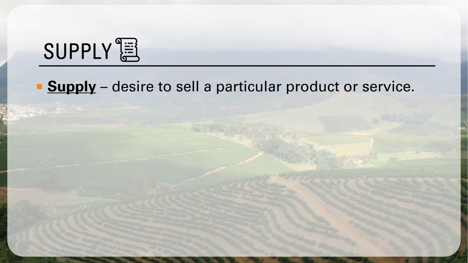So supply is the desire to sell a particular product or service. If you remember from our previous discussions, we have two actors in economics. We have the producers and we've got the consumers. Demand concerns itself with consumers, whereas supply concerns itself with producers. So supply is basically the desire to sell by the producer a particular product or service.